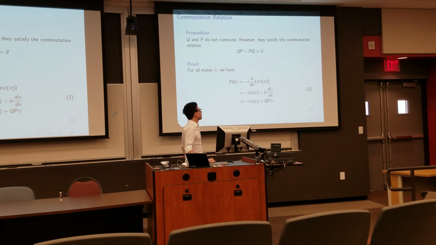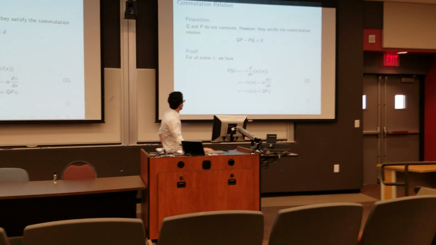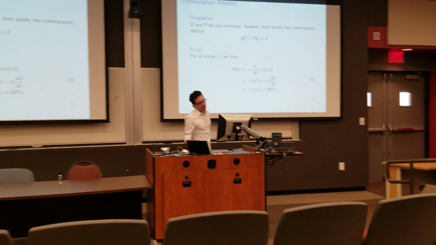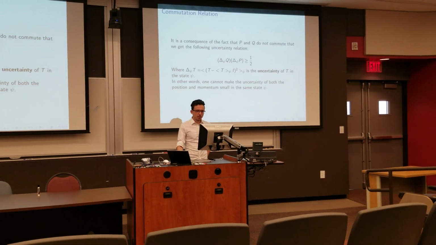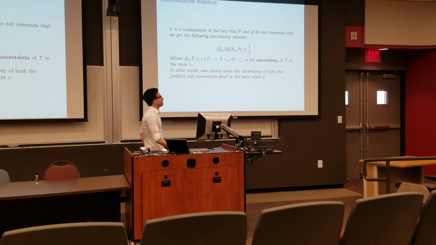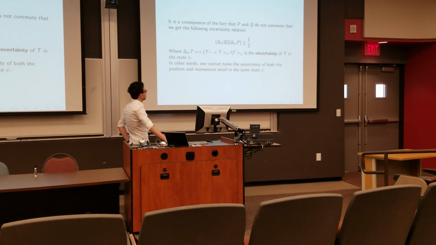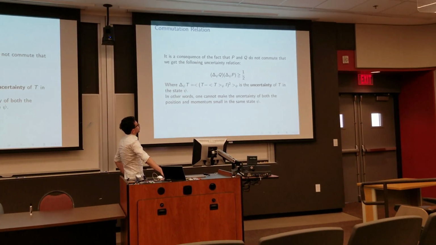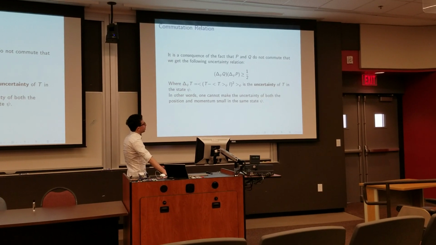So the commutator of Q and P is i times the identity operator. The proof of that just uses the chain rule. It's a consequence of the fact that the position operator and the momentum operator don't commute that we get this famous uncertainty relation between P and Q.